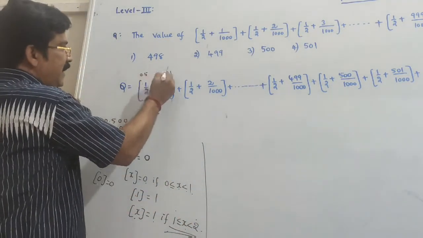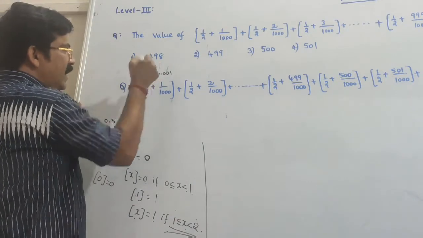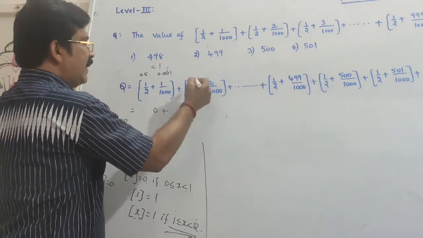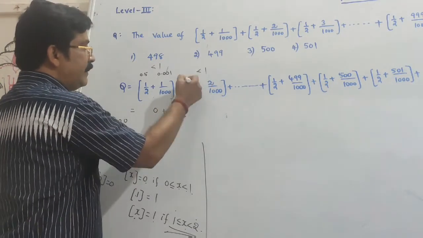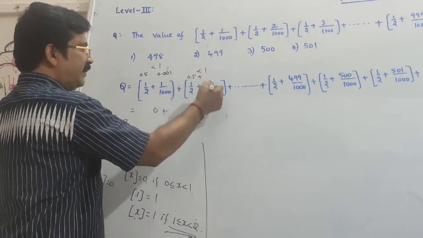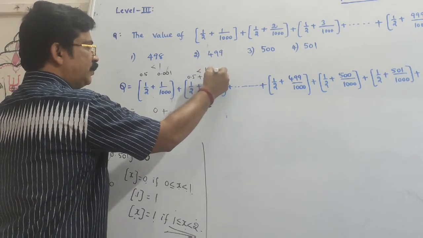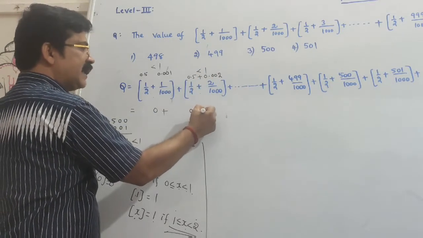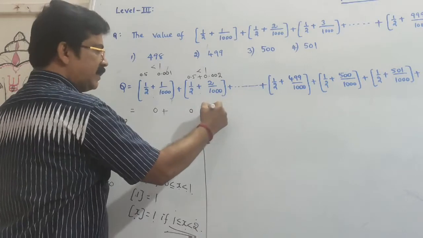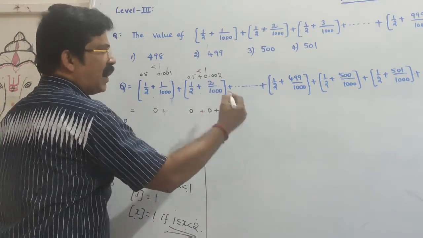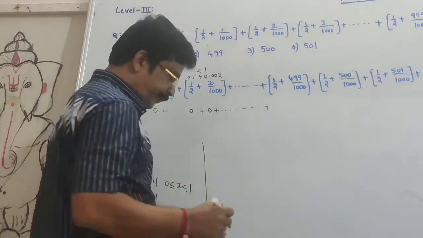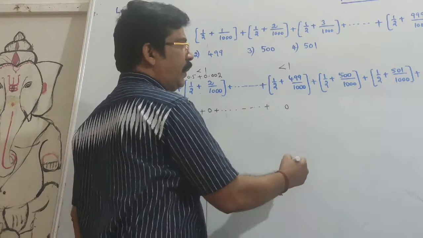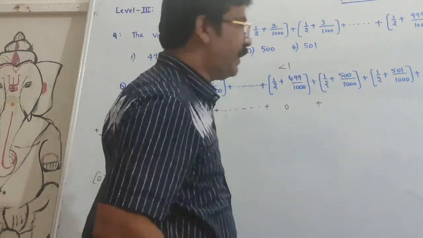Thus the sum is less than 1, that's why its box value is 0. The next value is also less than 1, it is 0.5 plus 0.002, anyhow less than 1. Therefore its value is also 0. Similarly, the third box value is also 0, and so on, as each is less than 1.